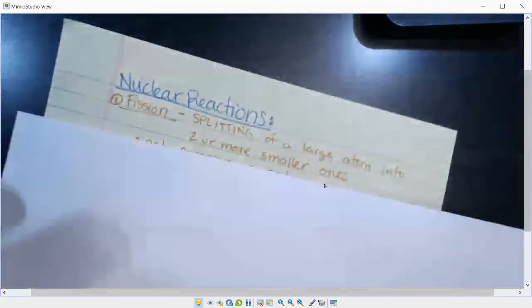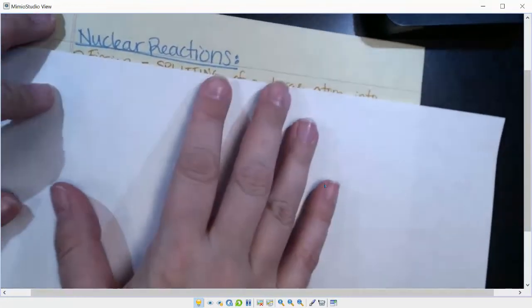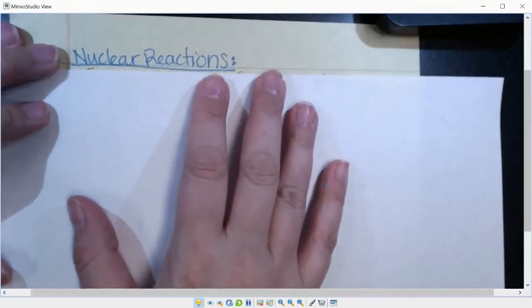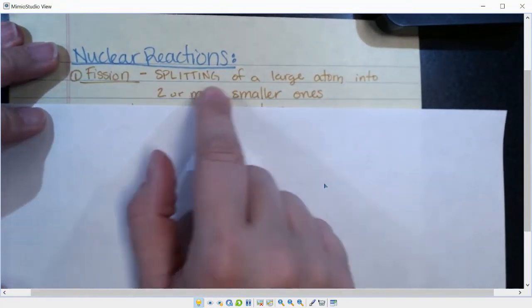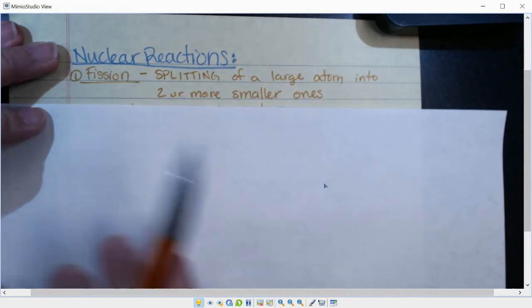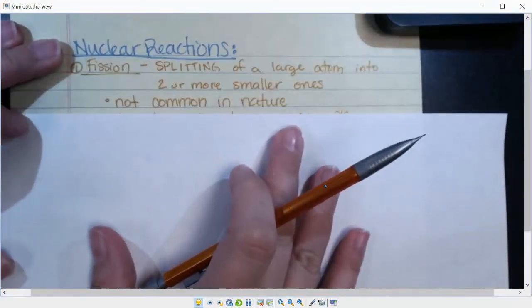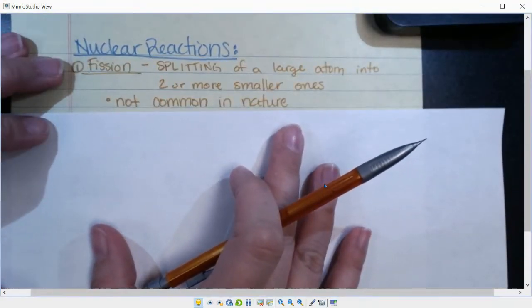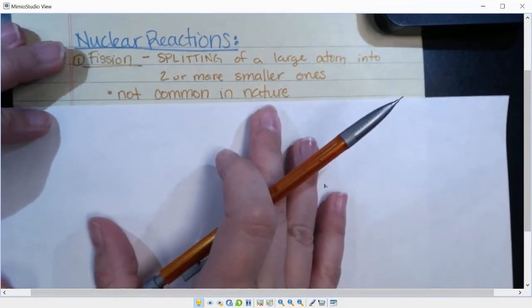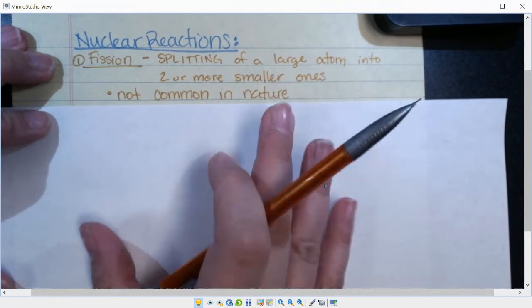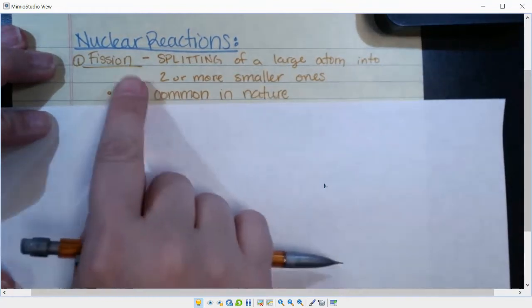Next, we're going to talk about some nuclear reactions. There are 2 types of nuclear reactions we have to cover. The first being fission. A fission reaction is the splitting of a large atom into two or more smaller ones. This is not a common process in nature. It does not occur on its own naturally. This is something that scientists manipulate atoms to cause to happen.